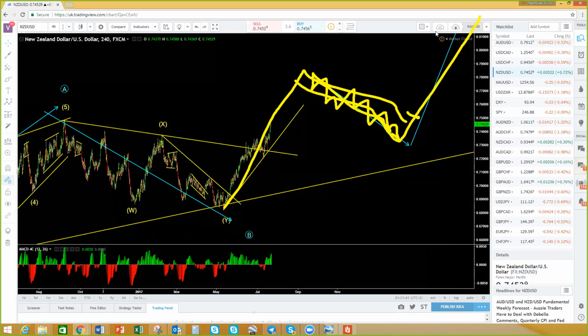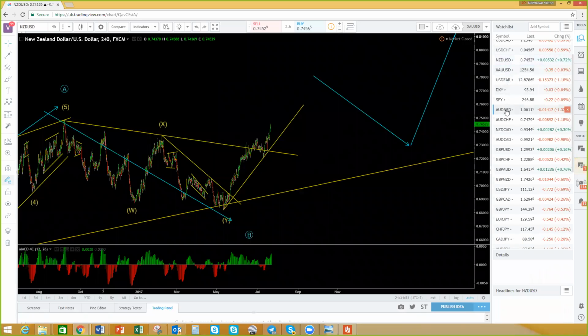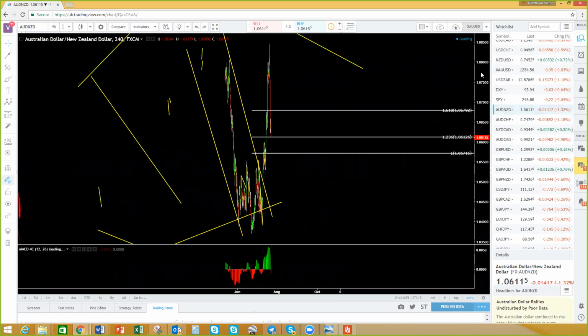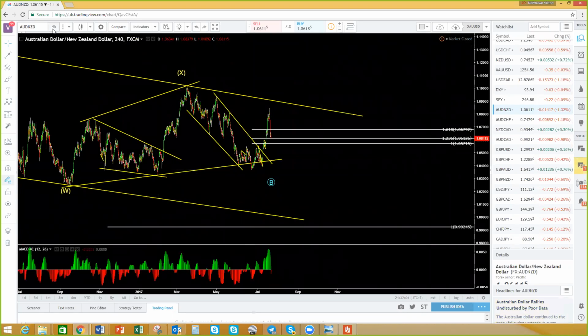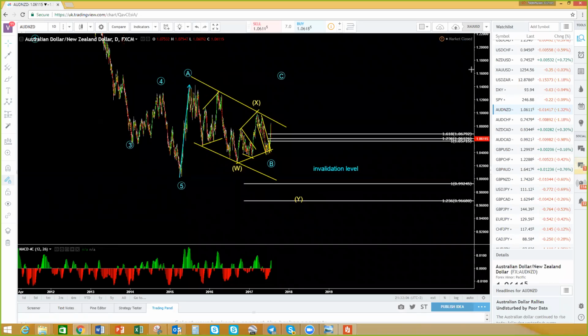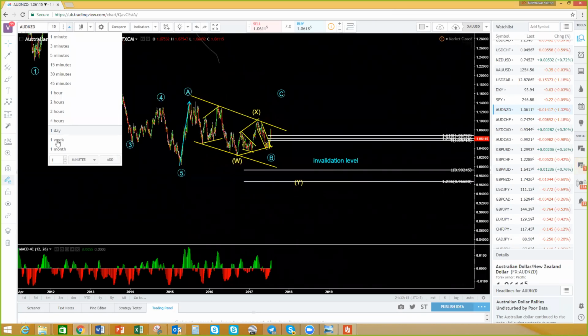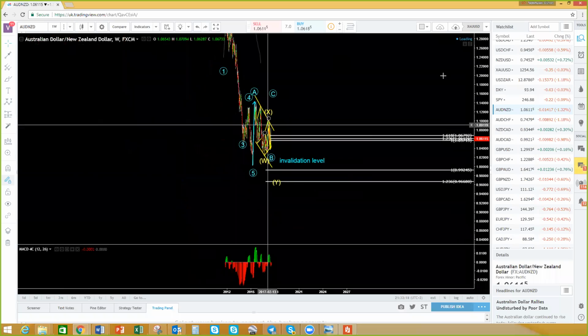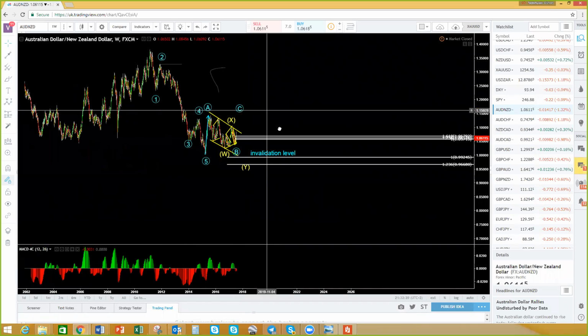Go to the next chart. All right, let's check which chart we can go to now. Aussie New Zealand is very interesting. It's got a very clear structure. Let me go to the higher time frame, to the daily maybe, and show you what I'm looking at on this one. Let's go weekly. I've been waiting for this trade for some time now, and I actually thought it left me, but it looks like it didn't.